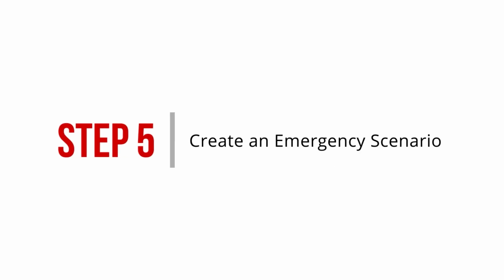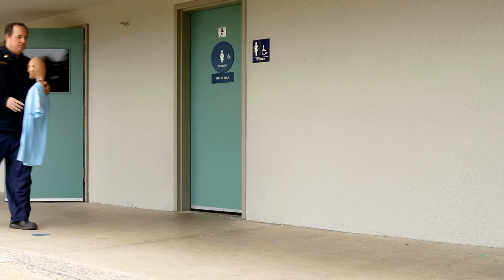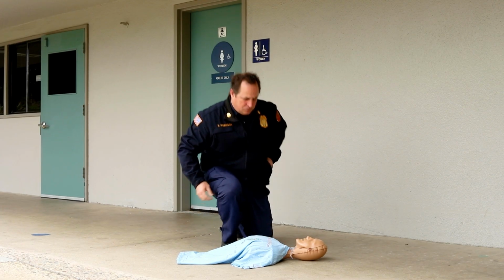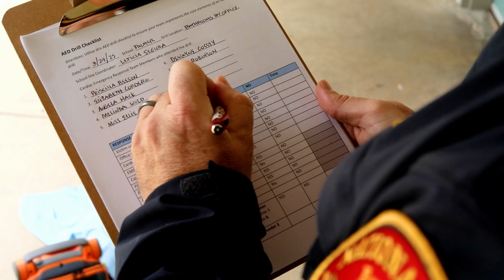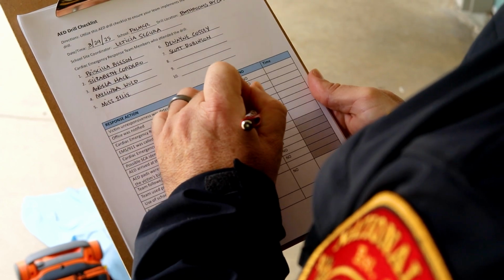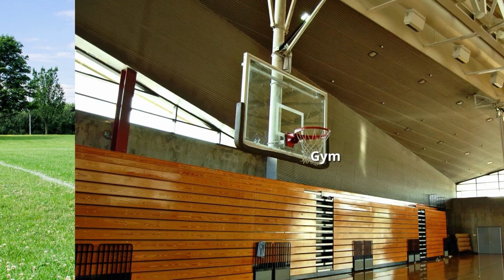Create a scenario. Choose a realistic scenario. For this drill, a mannequin is placed near the primary student bathrooms. Assign a team member to be the designated observer and use the drill checklist and stopwatch to record the time for each step of the drill. Alternate scenarios to stage the drill could be a field, gym, or a classroom.